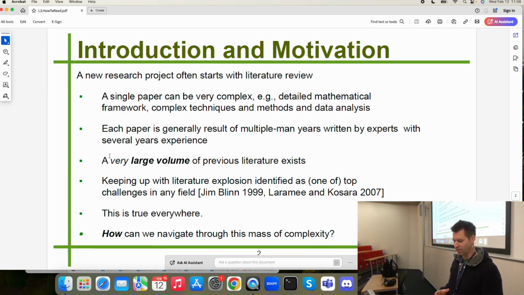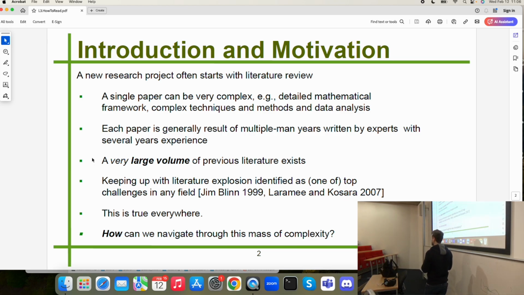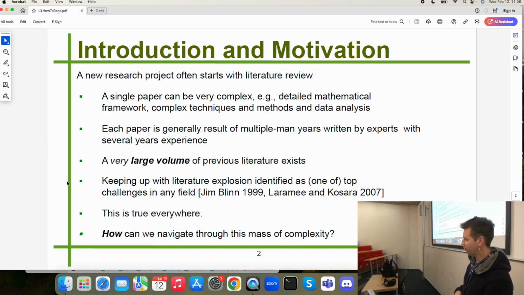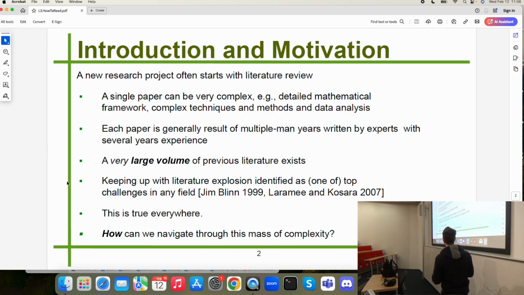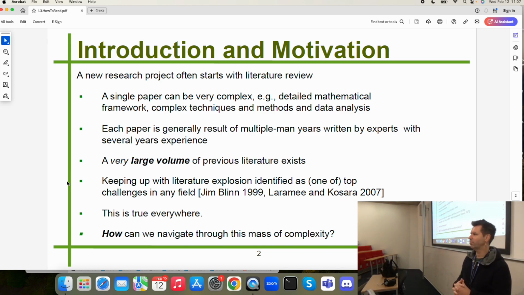Another challenge is there is a very large volume of previous literature. There are millions of previously published papers. And keeping up with this literature explosion is identified as one of the top challenges for any field. It doesn't really matter what you're doing. Keeping up with the literature is one of the top challenges for any researcher.